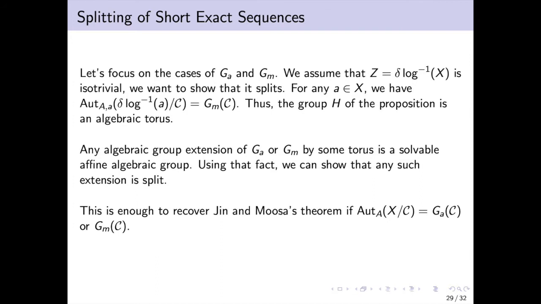Again, we're taking the inverse image under the log derivative. So the binding groups over the fibers are the multiplicative group. And then basically you see that any algebraic group extension by some torus of GM is a solvable affine algebraic group, and you can show that all of these are split. So this plus the criterion that I showed earlier gives us Jin and Moosa's theorem in the first two cases without doing all the computations that they do.